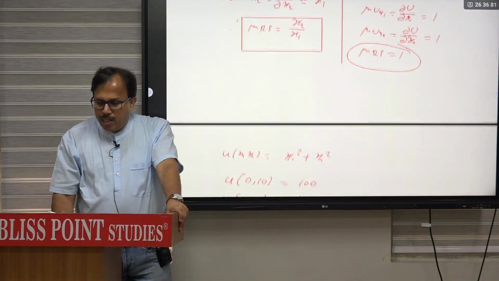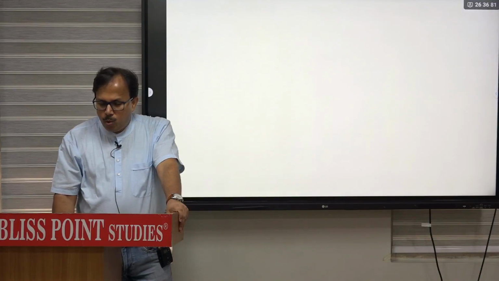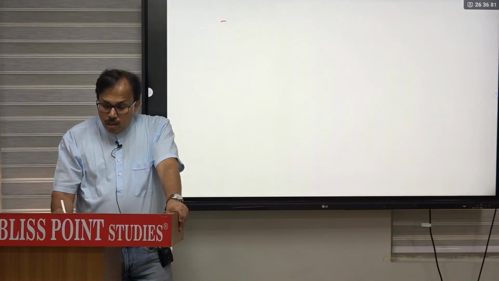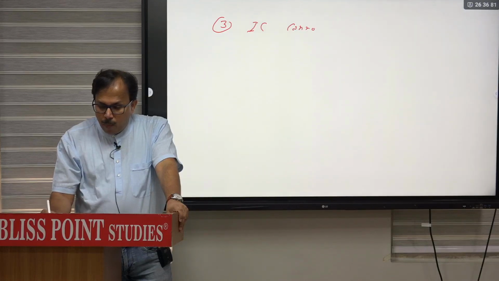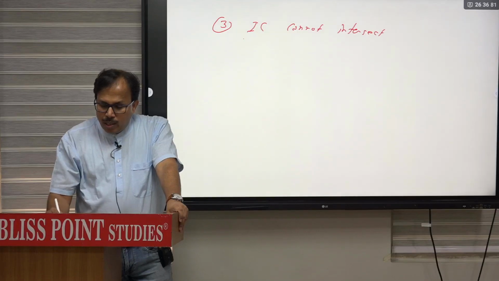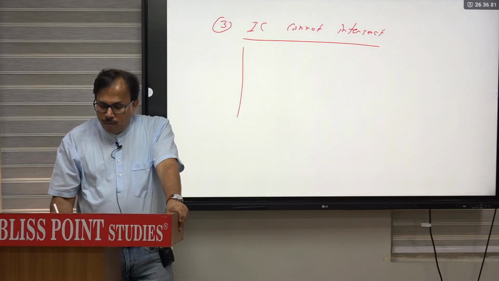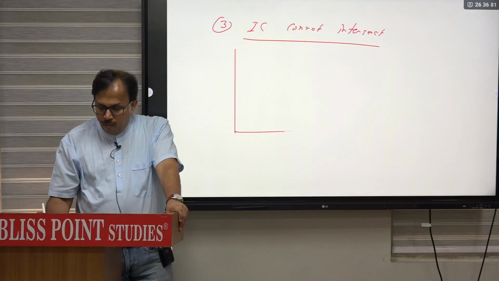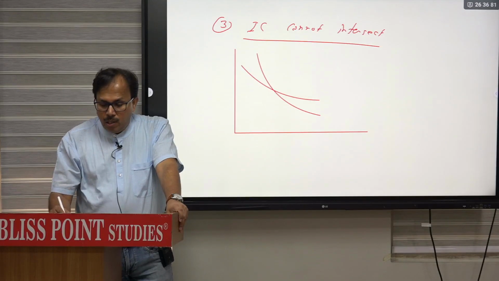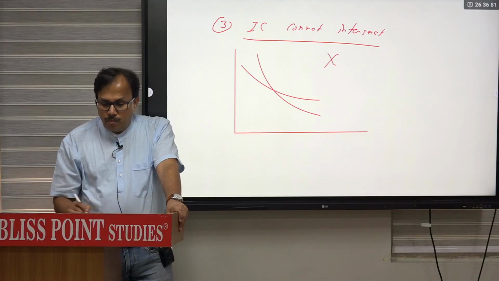So the second feature is that it is strictly convex to the origin. The third property is that indifference curves cannot intersect, mainly because of the assumption of transitivity. That means if you draw one indifference curve, we cannot draw an indifference curve like this. This is basically a wrong diagram.